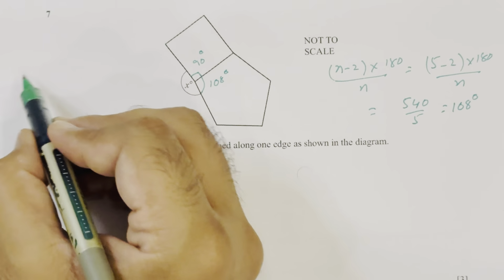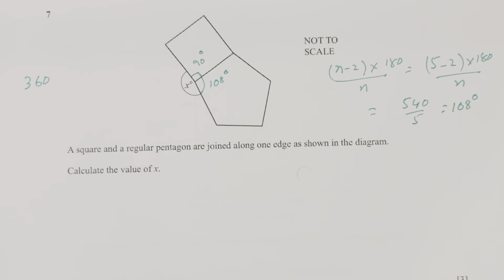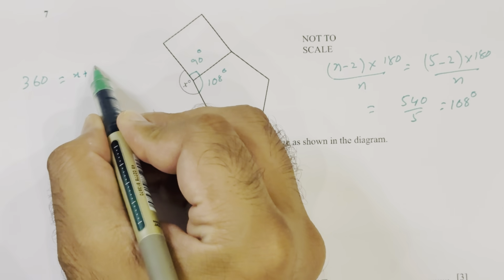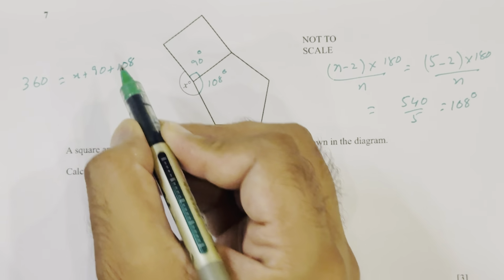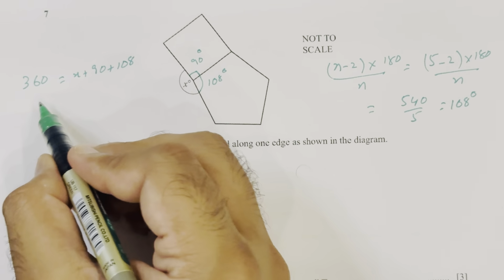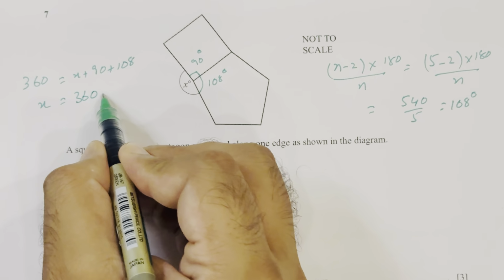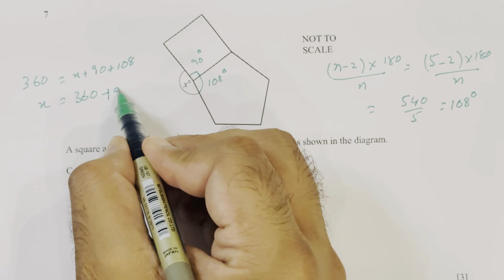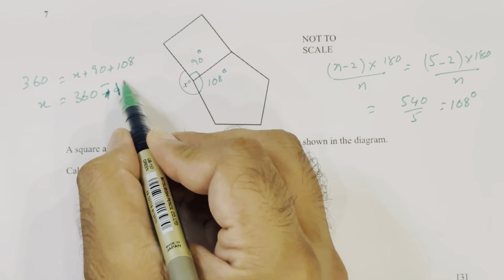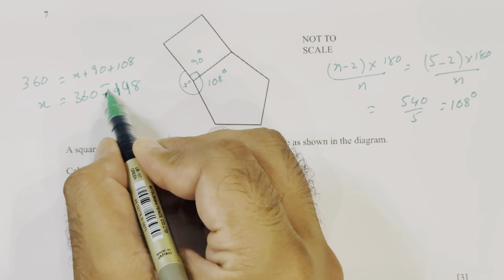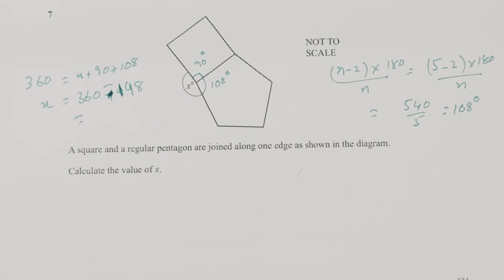Okay, so it means that this angle is 108 degrees. Now we need to measure this. We can measure this by 360 is equal to x plus 90 plus 108. So you're going to get the answer, x is equal to 360 minus 198, and the answer would be 162. So the value of x is 162. So this was an easy question.